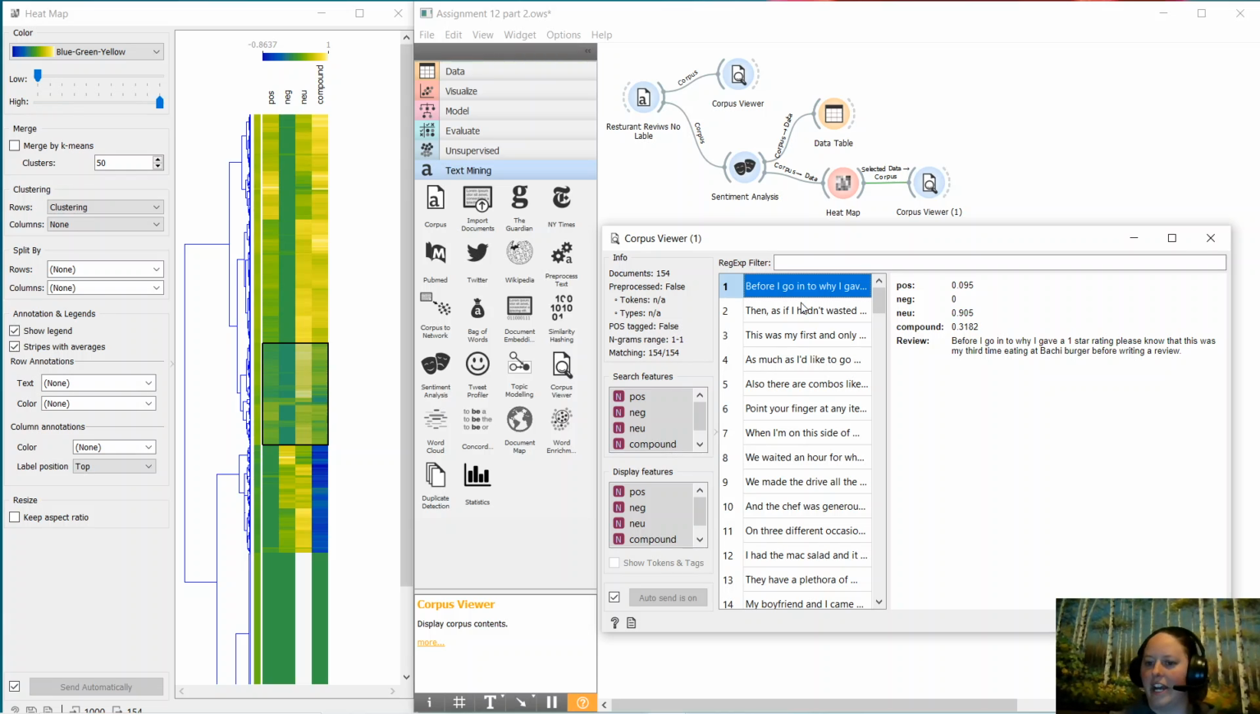Before I go into why I gave a 1-star rating, please know this was my 3rd time eating at this burger joint before writing a review. So that makes sense. Neutral 0.905 and positive 0.095, so 9% positive. Compound of 0.31. This is a negative review. This is negative. I gather negative from this. What Orange understands, it could be different.